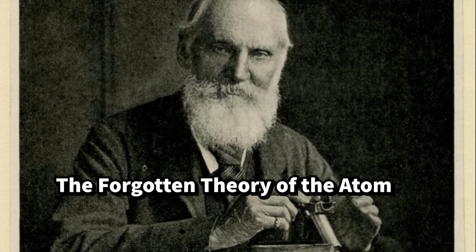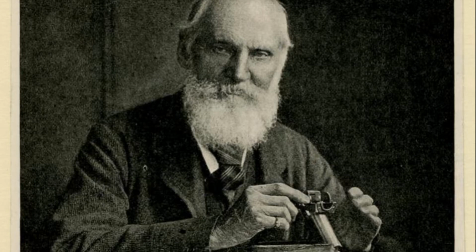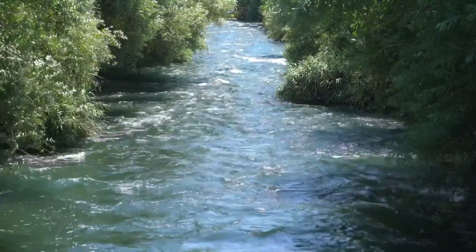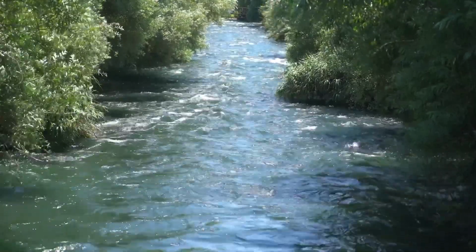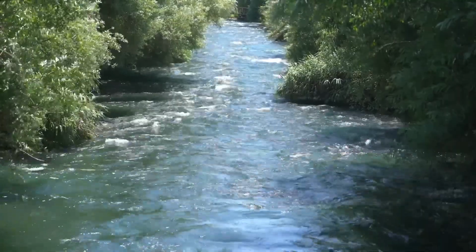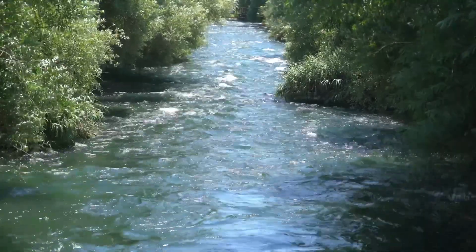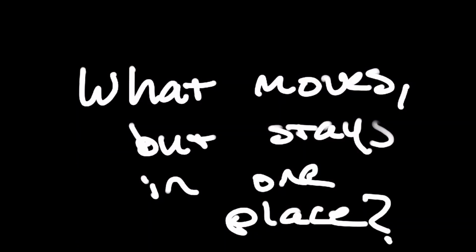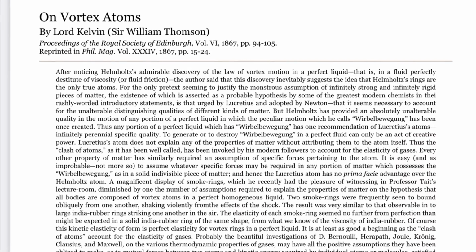In 1867, Lord Kelvin proposed one of the first modern models for the atom. Kelvin knew that atoms transmit electricity, which has fluid-like properties. But atoms themselves are rigid or frozen structures. Figuring out what atoms look like is like solving a riddle. What moves but stays in one place? Kelvin's answer was a vortex.